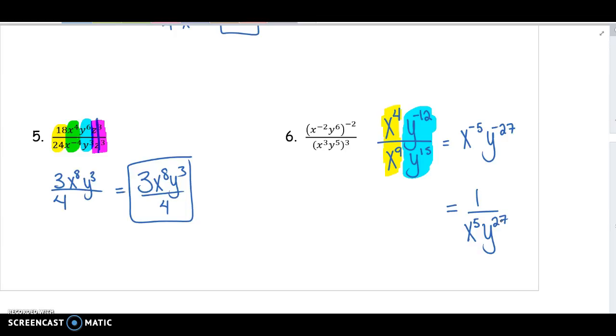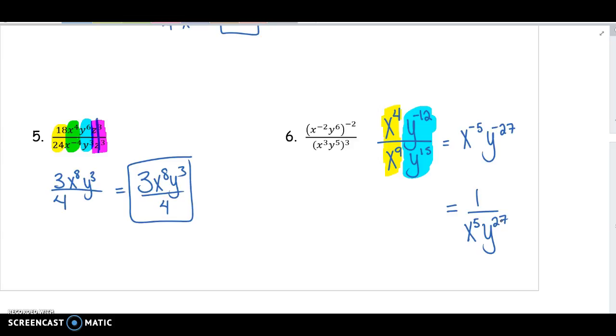Okay, alternative method. The place where I highlighted, you could just think about the 4 x's on the top, cancel out 4 of the 9 x's on the bottom, leaving you with 5 x's on the bottom. The y to the -12th would move to the bottom and become y to the +12th, and then you would combine the 12 and the 15 y's to make y to the 27th.